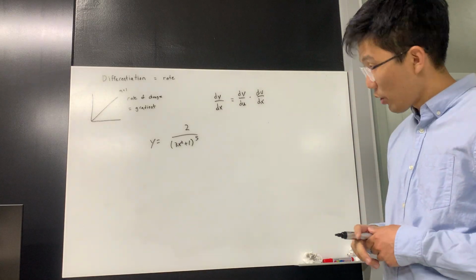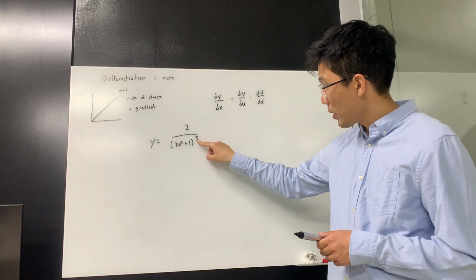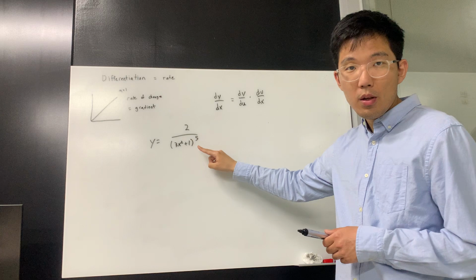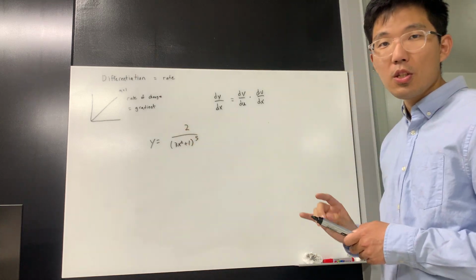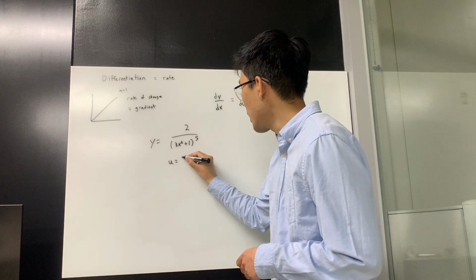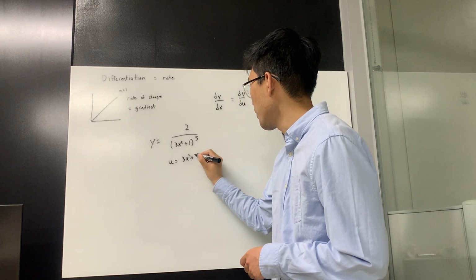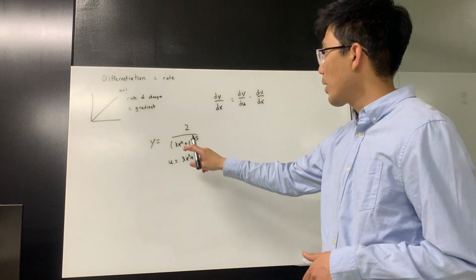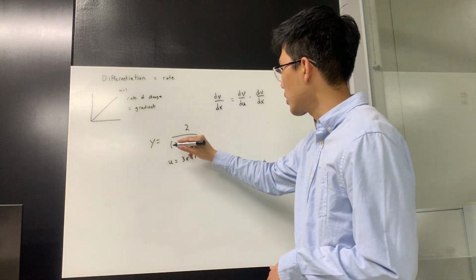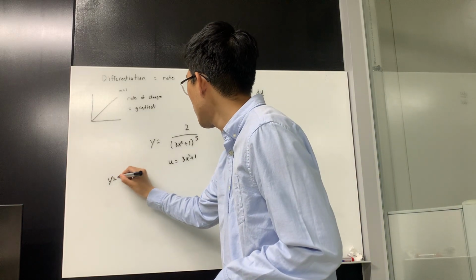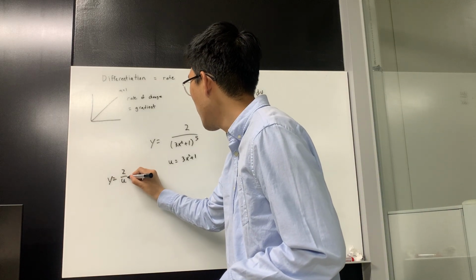And what do we see here? We see the 5. So if we treat this as one variable, this differentiation is going to be so easy. Okay. So we define u as 3x squared plus 1. Let's just start with dy over du. Let's rewrite this. Y is equal to 2 over u to the 5.